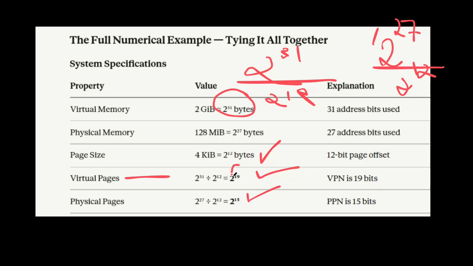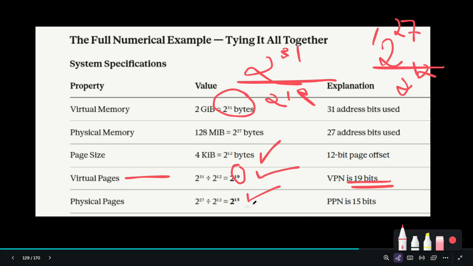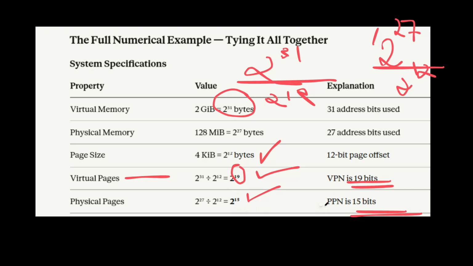Okay, and then 19 bits are for the virtual pages, and for physical pages you have 15 bits. 2 raised to 15 means 15 would be the number of bits there. Understood? You are taking log here.